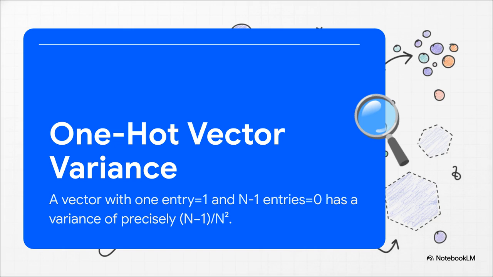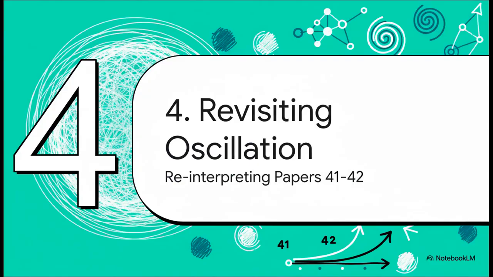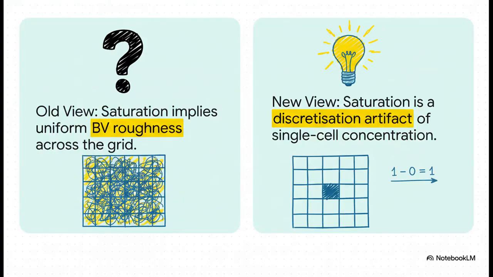The match is so incredibly precise that it gives us overwhelming numerical evidence for what's happening. The invariant density proxy has collapsed into a spike in a single cell. This finding is so definitive, it forces us to go back and completely reinterpret that whole saturation thing that was first reported back in papers 41 and 42. This just changes the game entirely.